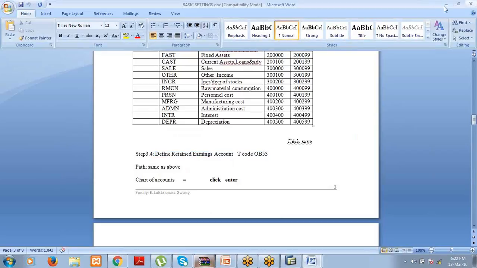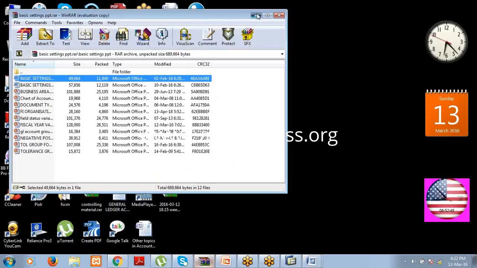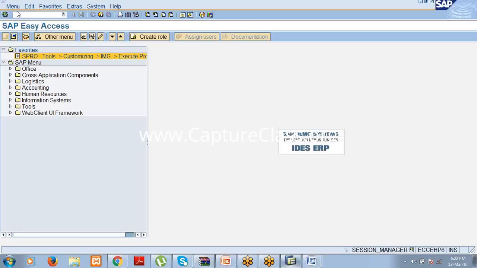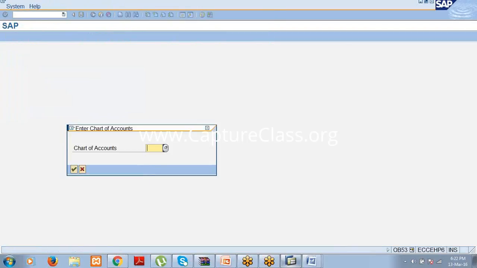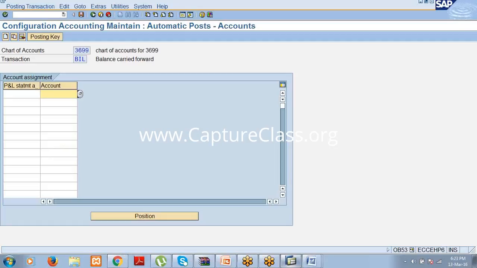Transaction code OB53. Chart of accounts is equal to 3699. Click on enter. P&L statement account type is equal to X.